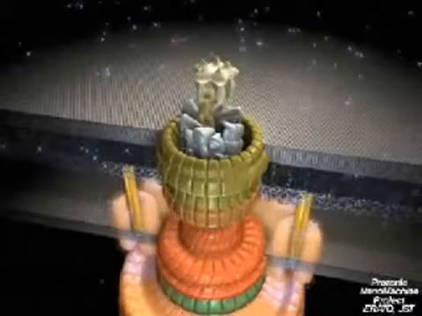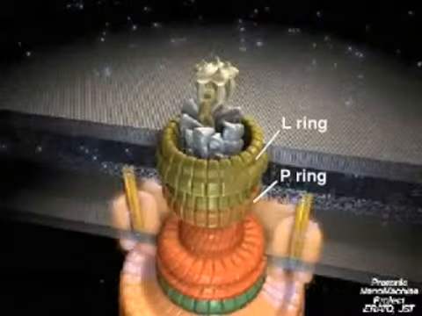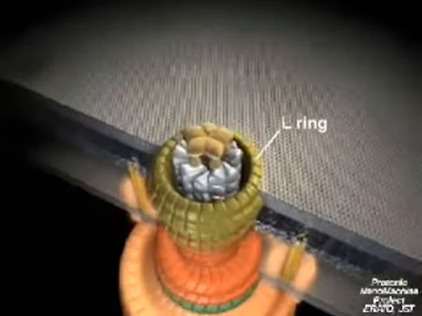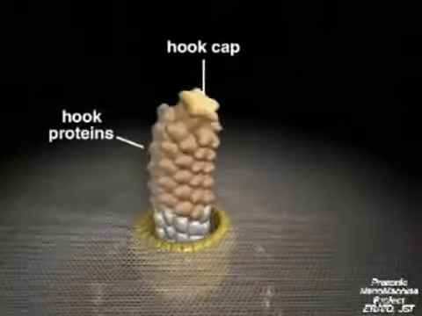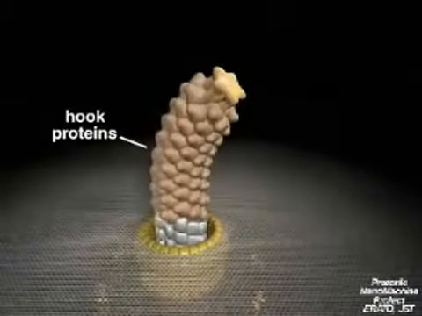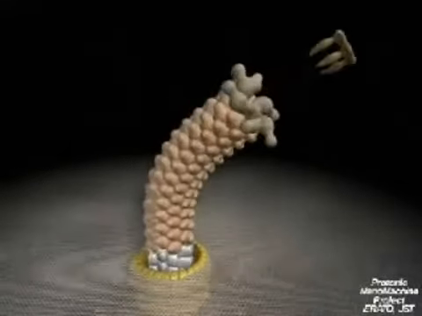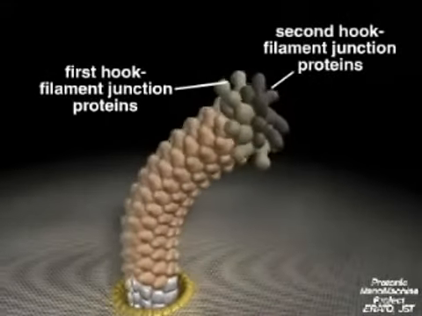Another set of rings, called L and P rings, are found in gram-negative bacteria such as E. coli. They penetrate the outer membrane, forming a bearing for the rod. As the rod cap is exposed outside the L ring, it dissociates and is replaced by a hook cap that guides the assembly of the hook proteins. After the hook is assembled, the hook cap dissociates, and a series of junction proteins assemble between the hook and future filaments.